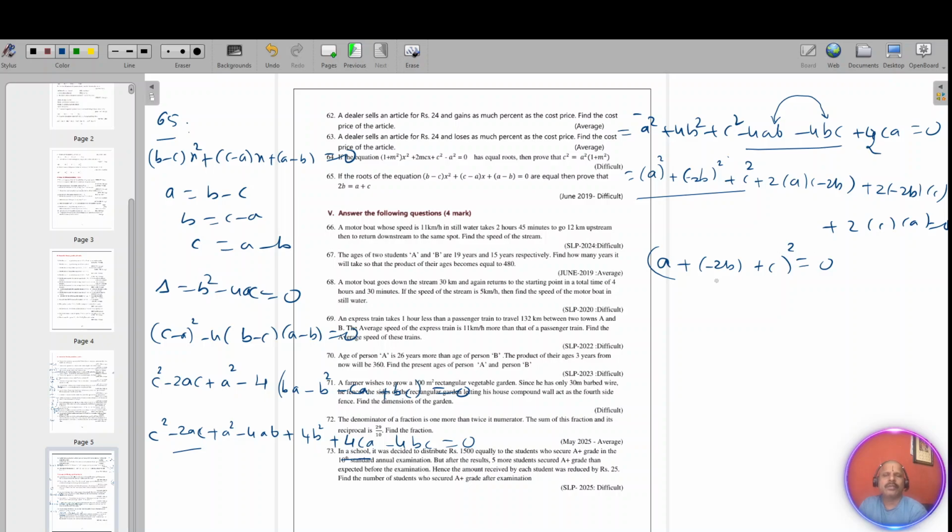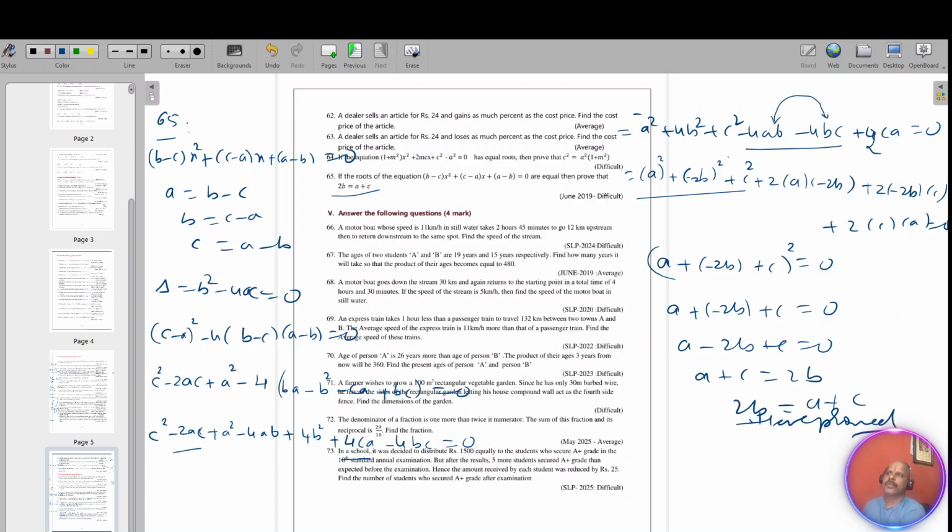When square is 0, forward the square to the right hand side, it will be square root of 0, that will be 0 only. Therefore, a plus minus 2b plus c equal to 0. When you open the bracket, it will be a minus 2b plus c equal to 0. Just check out what is required here. 2b equal to a plus c. Then you just transpose 2b to the right hand side. It will be a plus c equal to 2b. Therefore, 2b equal to a plus c. Hence proved. Simple question. Only thing is you have to identify the identities here. These last two questions are very, very, very important. Okay. Thank you.